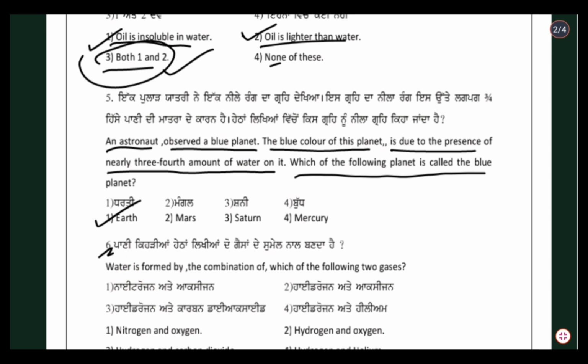The 6th question is, water is formed by the combination of which of the following gases? So water is formed by the combination of hydrogen and oxygen. Water is composed of 2 hydrogen atoms and 1 oxygen atom. Keep this thing in mind: 2 hydrogen atoms and 1 oxygen atom. And it is written as H2O.